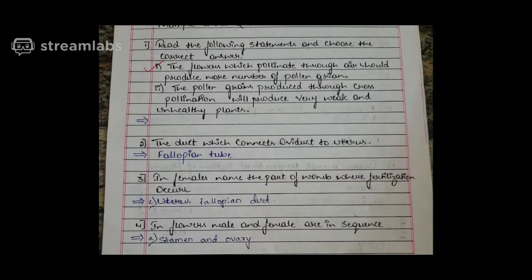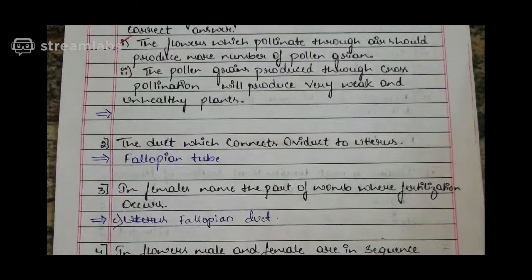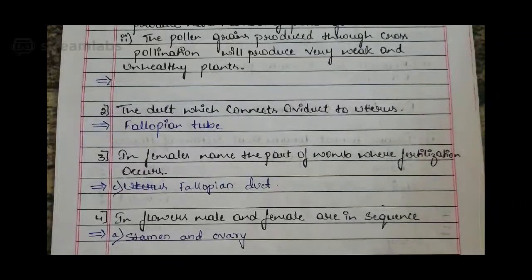Now, the first question: the first statement is true, the second statement is wrong. The duct which connects the oviduct to the uterus, this is a slight correction you want to do. The duct which connects the ovary to the uterus is the fallopian tube or oviduct. Oviduct is also a correct answer, but you want to rectify the question as ovary to uterus. In females, the name of the part of the womb where fertilization occurs is the fallopian duct or oviduct, where the fertilization takes place.